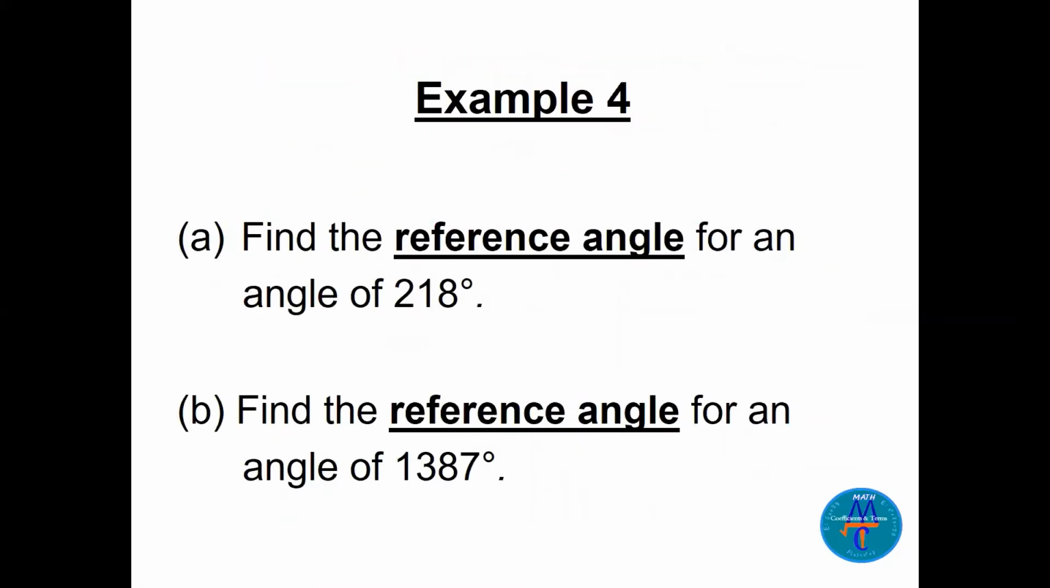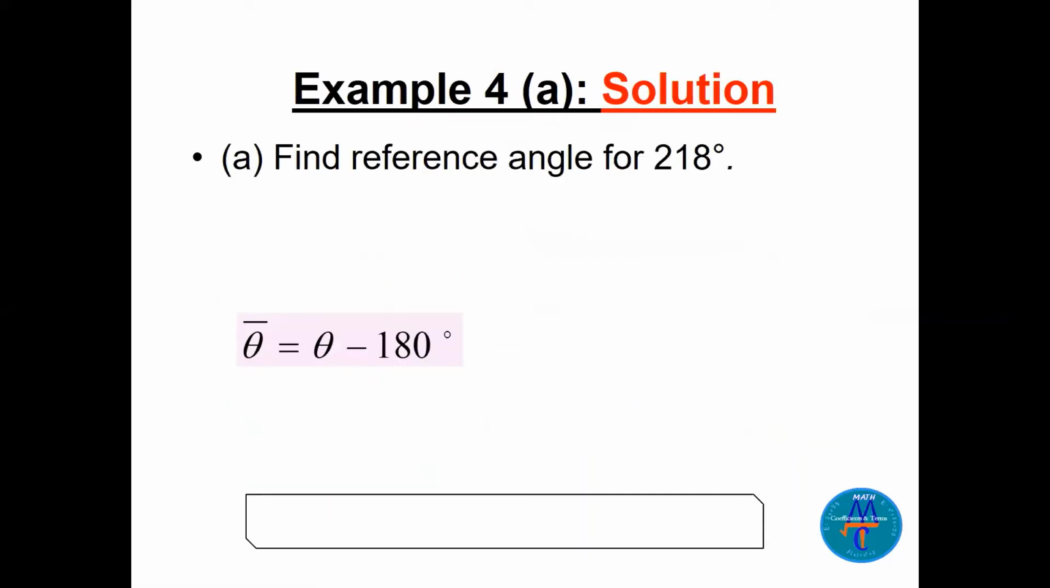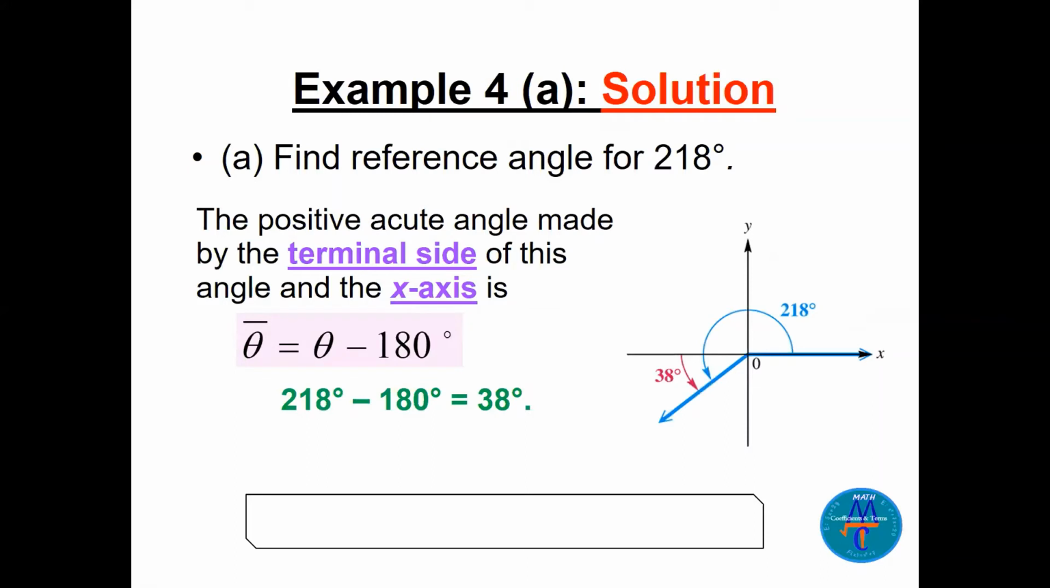Let's find the reference angle of 218 and then the reference angle of 1387 degrees. Let's find the reference for the first one. We have to decide where 218 is. It lies in quadrant 3, right? So the reference will be theta itself, 218, minus 180. See, this is the formula there.